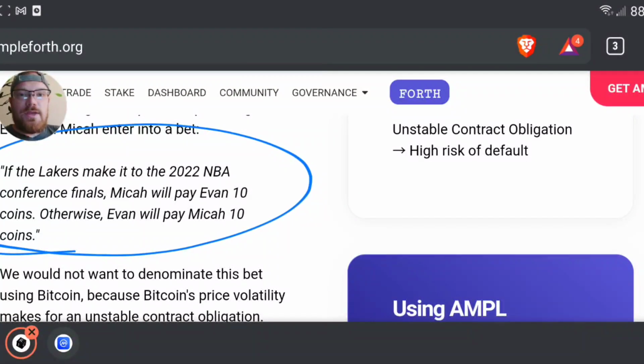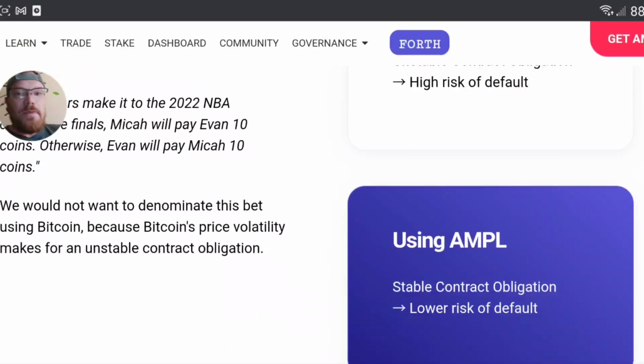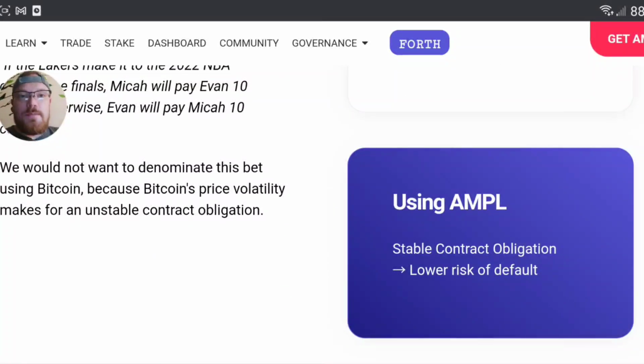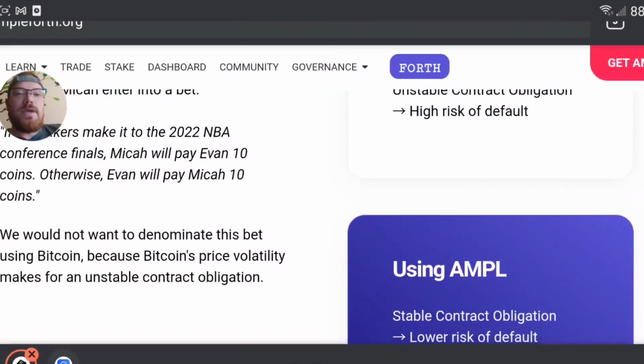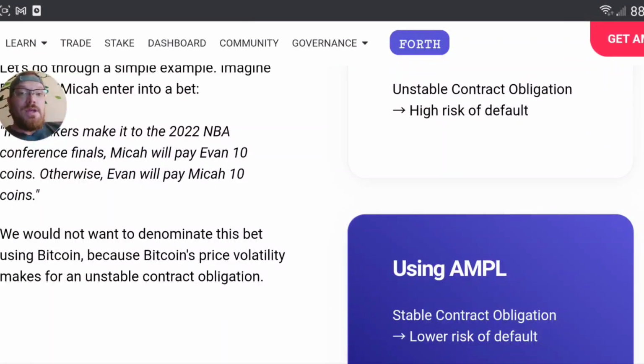Basically, it says if the Lakers make it to the finals, Micah will pay Evan 10 coins. Otherwise, Evan will pay Micah 10 coins. Okay, so you wouldn't want to pay in Bitcoin, right? We would not want to denominate this bet using Bitcoin because Bitcoin's price volatility makes for an unstable contract obligation. So you don't want to pay in Bitcoin and end up paying more than what it says: Evan will pay Micah 10 coins.